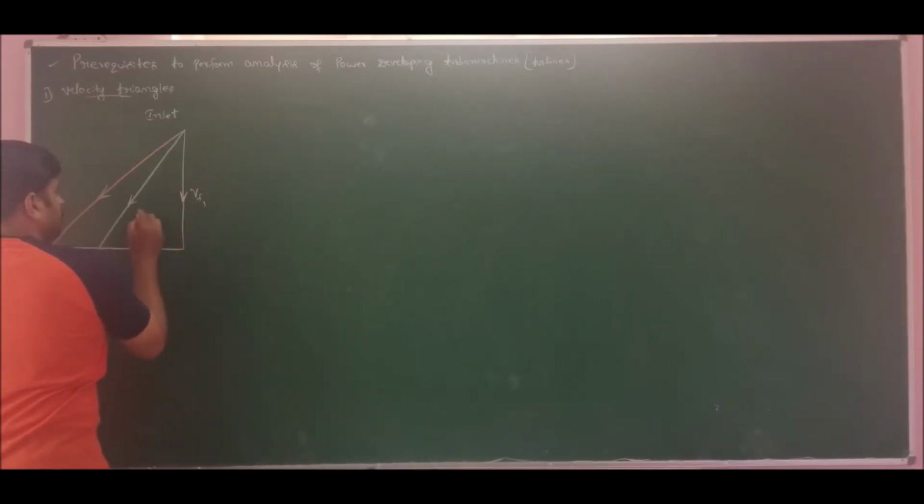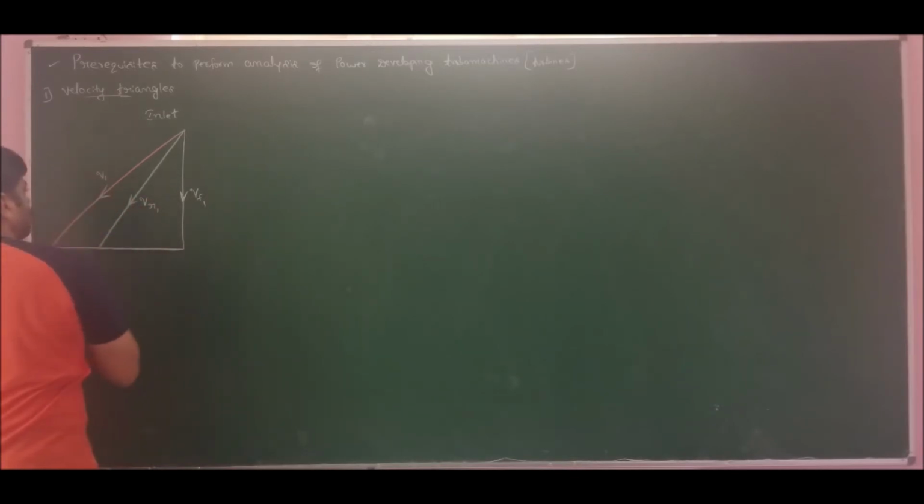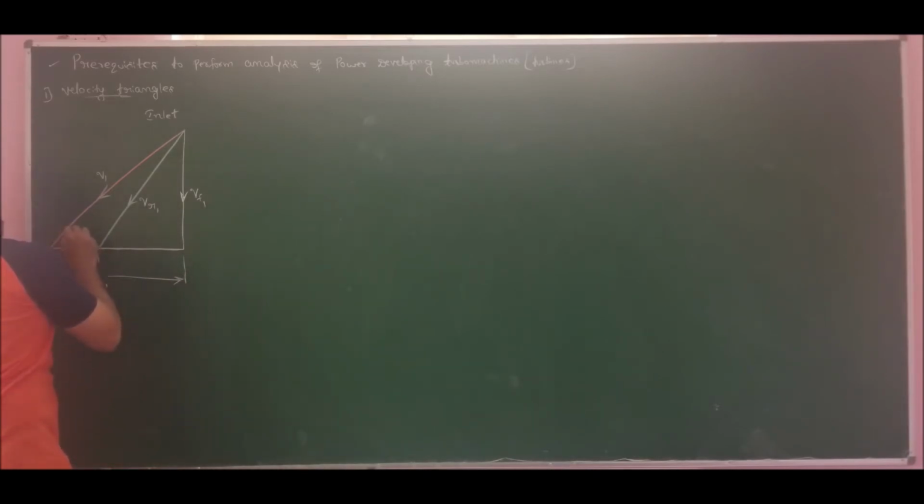We have Vf1, Vr1, V1 coming for the base. Always we will take absolute velocity as a reference. Absolute to relative is tangential blade speed, that is u1, and absolute to flow velocity is Vu1. Angle made by absolute velocity is alpha 1 and angle made by relative velocity is beta 1.